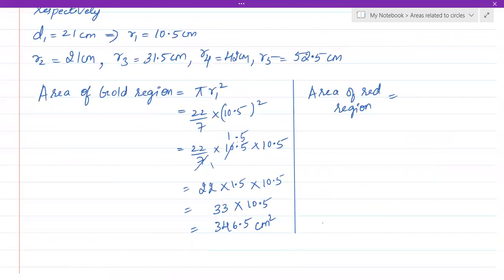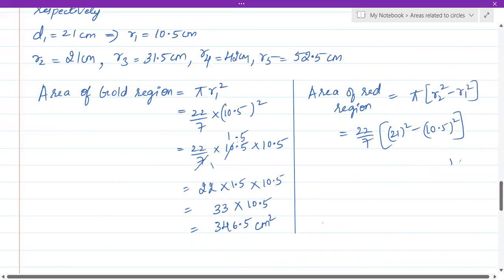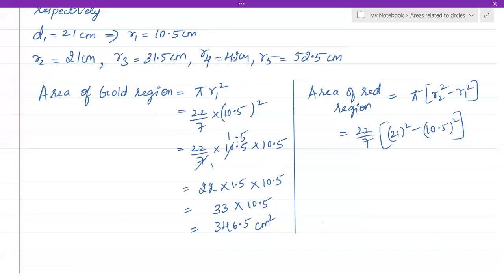So what will be the formula? Pi, the outer radius is R2, isn't it? Square minus R1 square. Pi is 22 by 7. Now R2 is 21 square minus R1 is 10.5 square. Now please do not find 21 square and 10.5 square then subtract it. That is a bit lengthier. Instead, you can use the formula a square minus b square is a plus b into a minus b. So that's what we are going to use now.